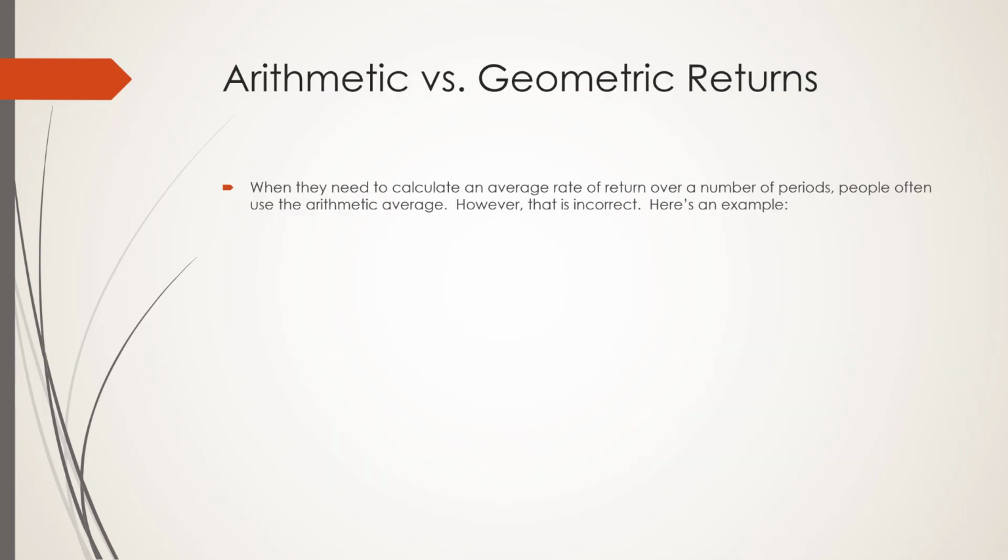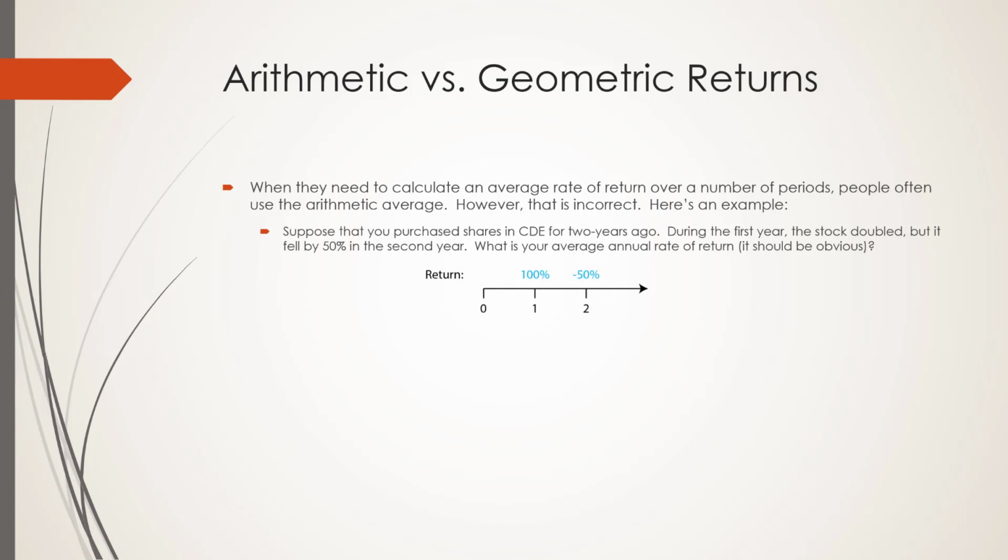And so they have no impact on the value of the portfolio, so we don't need to do anything with them. Okay, now another issue that we need to deal with is this idea of arithmetic and geometric means, or arithmetic versus geometric returns. Now, a lot of times when people need to calculate an average rate of return over some amount of time, they tend to use an arithmetic average. However, that is incorrect. And the reason it's incorrect is because the arithmetic average ignores compounding.